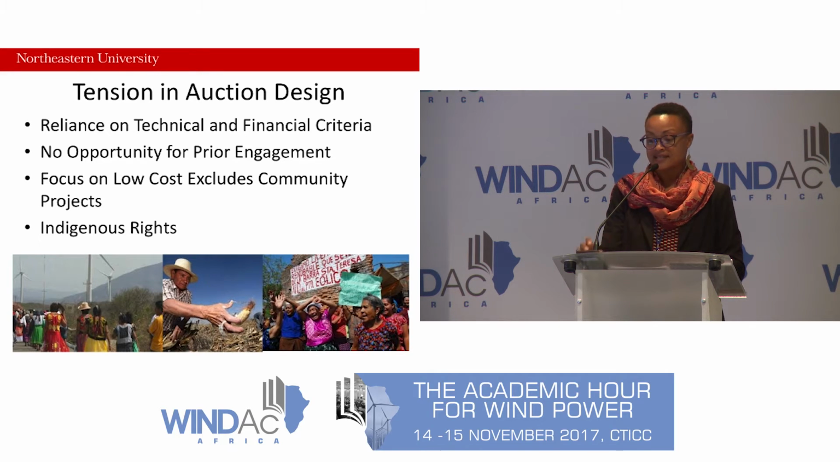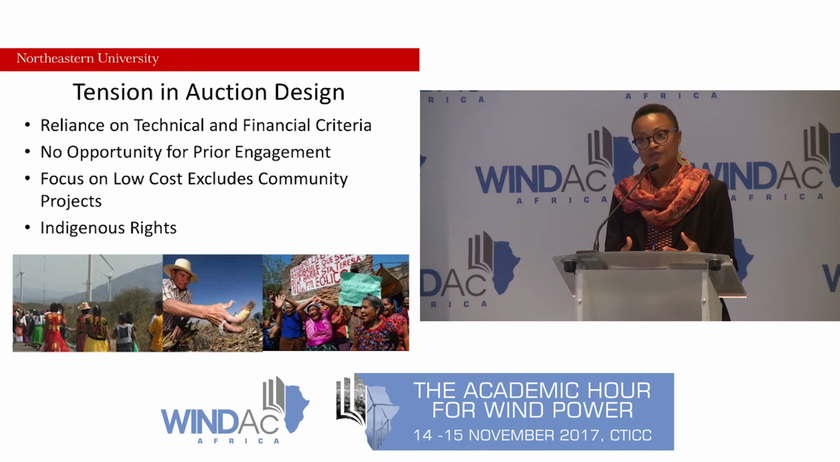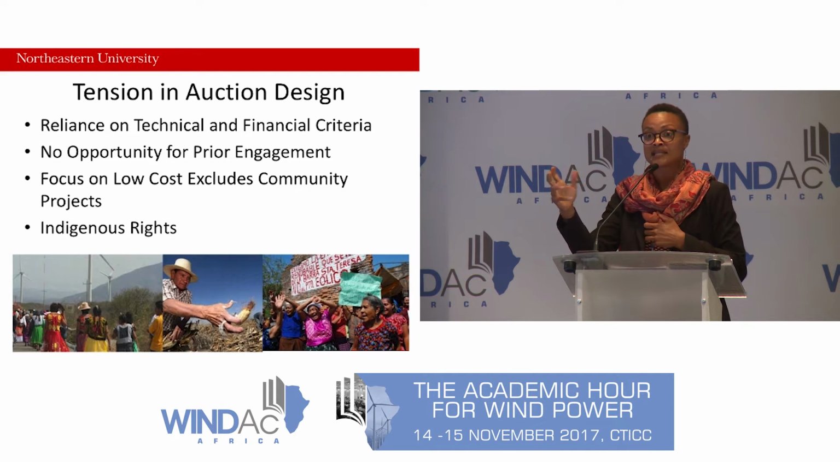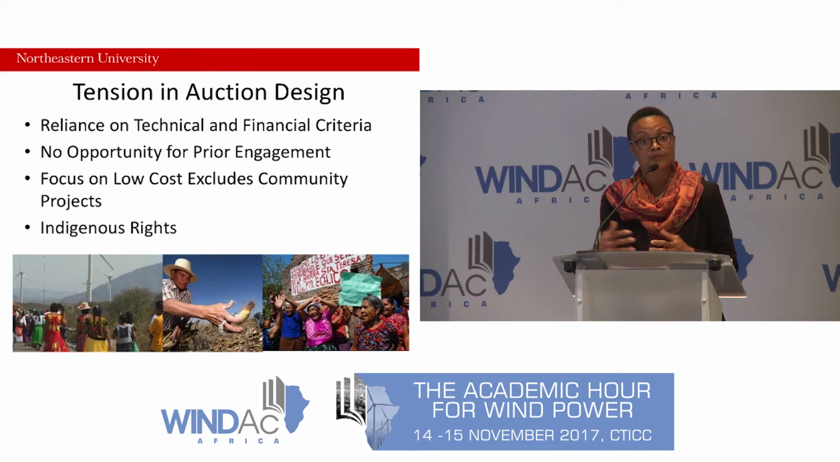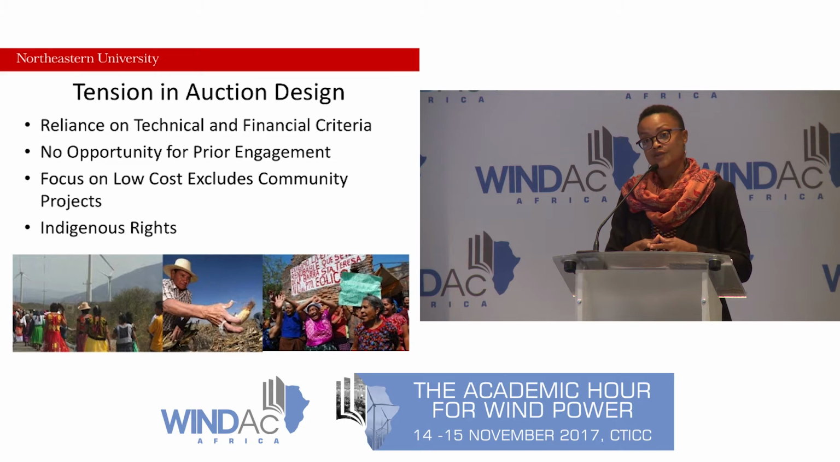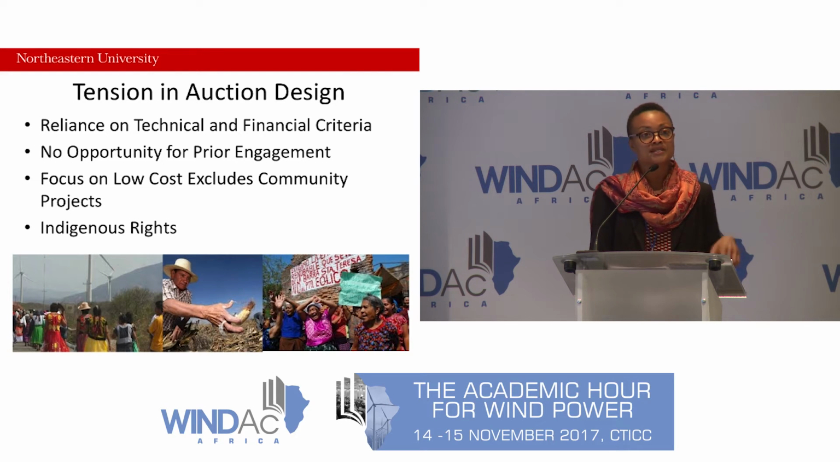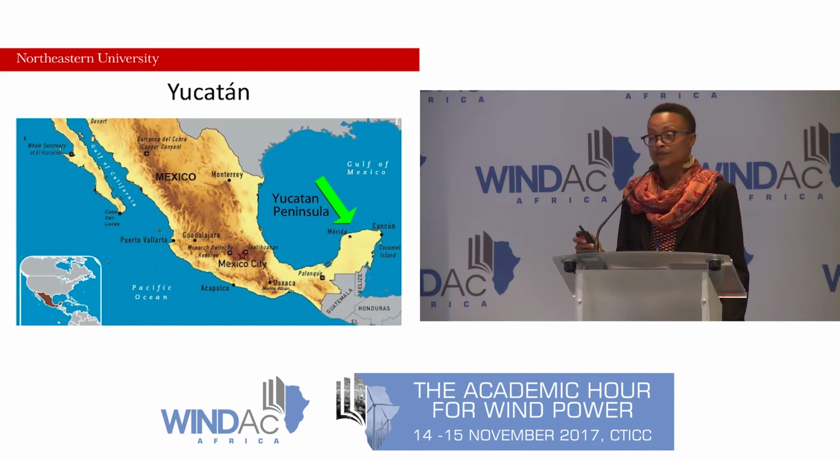So there's some tension in the auction design itself. Before we go into the specifics of the Yucatan Peninsula, there's heavy reliance on technical and financial data in order to select winners. The state puts out requirements for the bids, but the only criteria at this point are technical and financial, and they don't have any social or other policy instruments embedded within them. Some countries do use auctions to achieve certain policy ends. There's no opportunity for prior engagement by communities where those projects are proposed. There's also a focus on low cost, which excludes community projects at the outset, given that the cost of capital is so high and often communities don't have access to capital in order to do their own projects. And then, of course, the area of interest to me is indigenous rights. There is a doctrine, in fact, that is not necessarily being followed in these auctions.